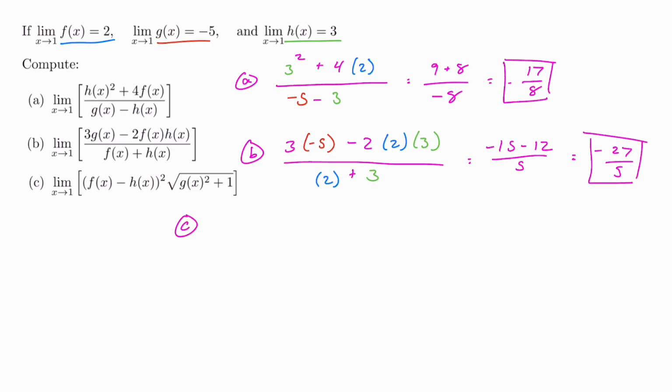And finally for C, we have all of this squared, f of x, 2, minus h of x, which is 3, and that is going to be squared, and multiplied by the square root of g of x, negative 5, squared plus 1. Let's go ahead and solve. We get 2 minus 3 is negative 1. Negative 1 squared is 1, times the square root of 25 plus 1 is 26. So our answer here is square root of 26.